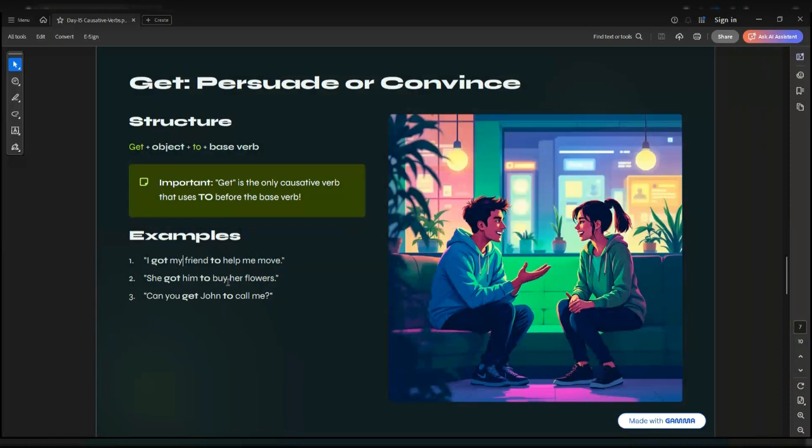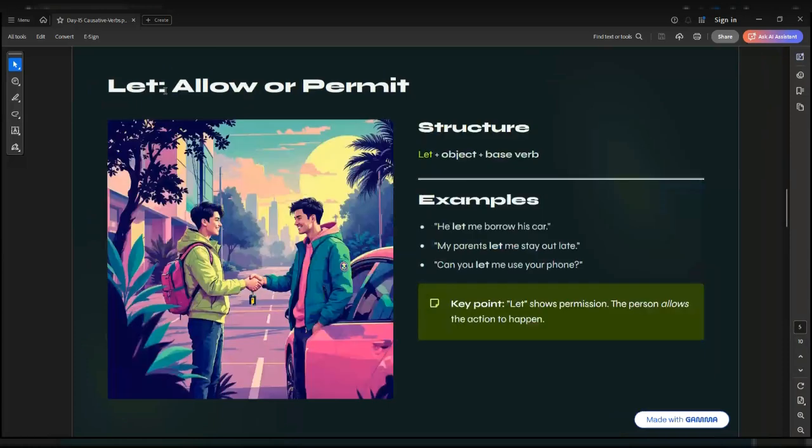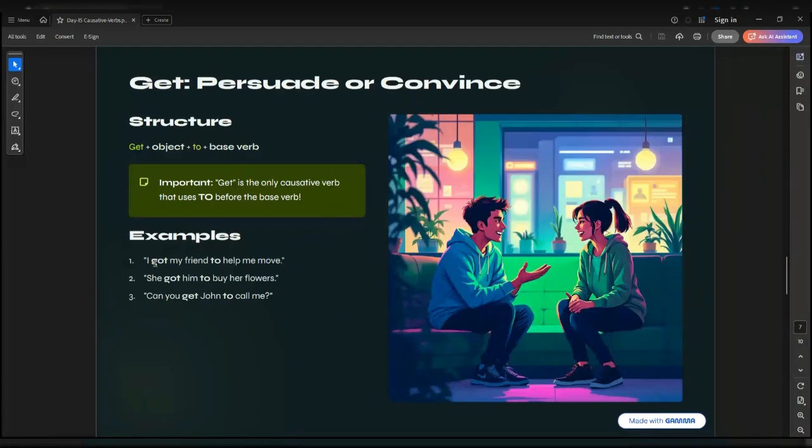I'm not buying him, I'm not letting him, I'm not making him, and I'm not having him. But I got him. So I got my friend to help me move. Got is get, the object is my friend, and the base verb is move, help to move.